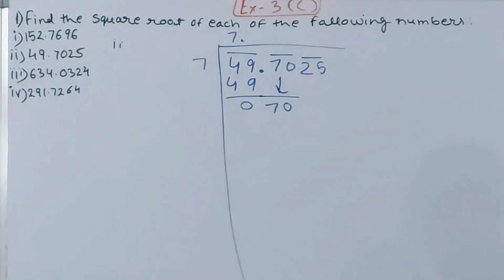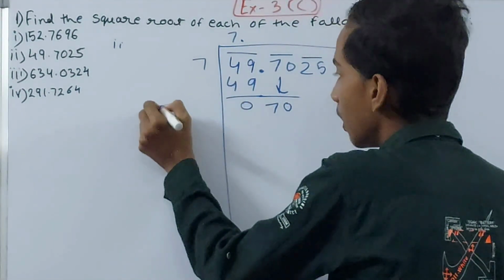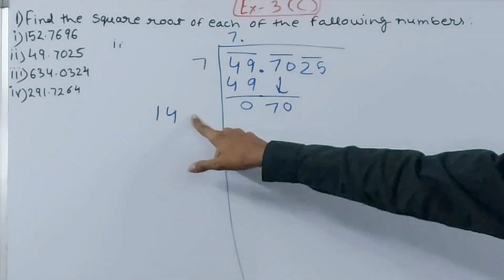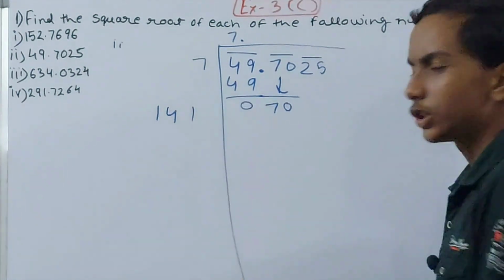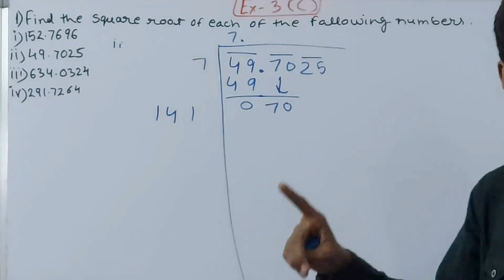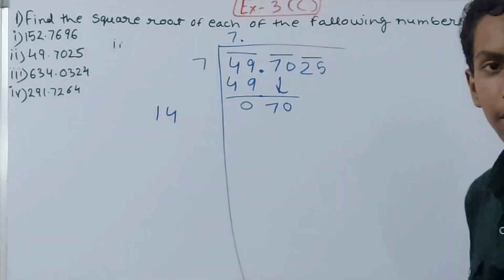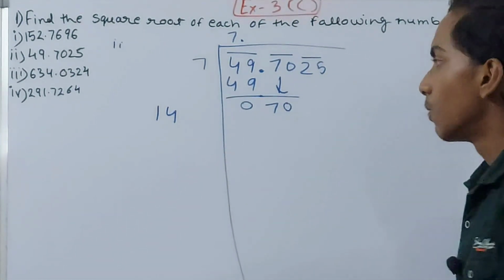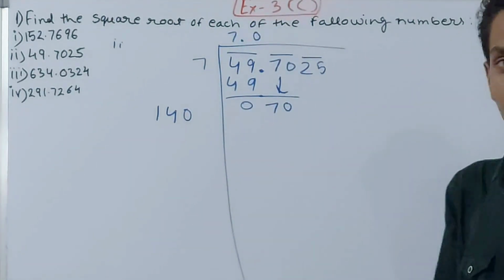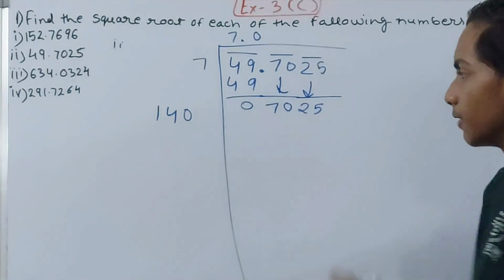Now see 70. Now double of 7 becomes 14. 14 and 70, you can clearly see any number I will write, even the smallest possible one, 1, it will not cut it. It will be more than 70. So we cannot take any number here. Therefore what we will do, we will put 0 over here and 0 over here in the square root, and after that bring down the next pair, that is 25.